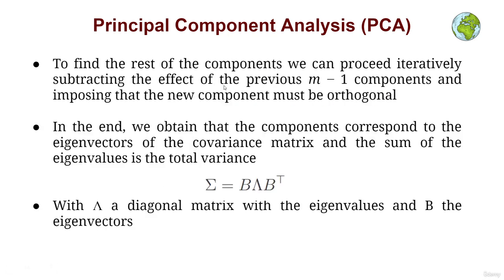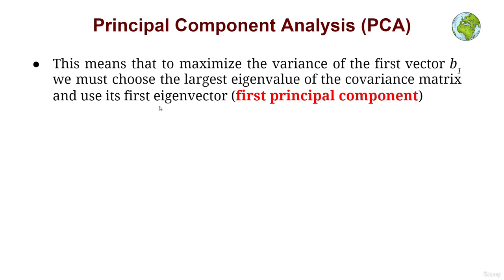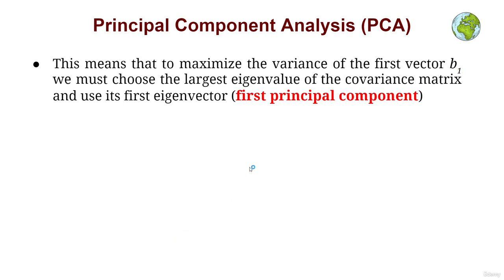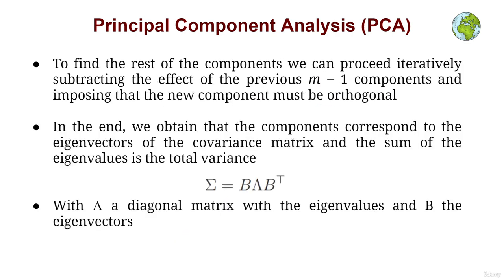And so to find the rest of the components, we can proceed in the same iterative way, subtracting now the effect of the previous n-1 components, and then imposing that the new component must also be perpendicular to the last component, the last eigenvector that we have found. Keep in mind that all the components here are orthogonal. And so, in the end, we obtain that the components correspond to the eigenvectors of the covariance matrix, and the sum of the eigenvalues is going to be the total variance.